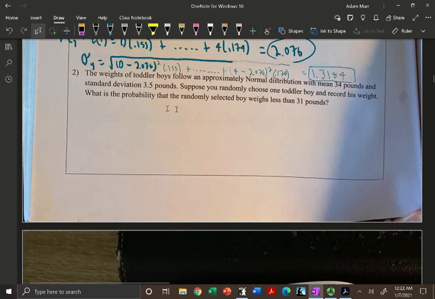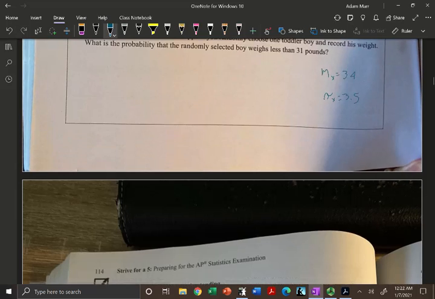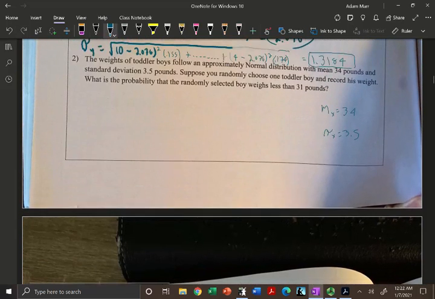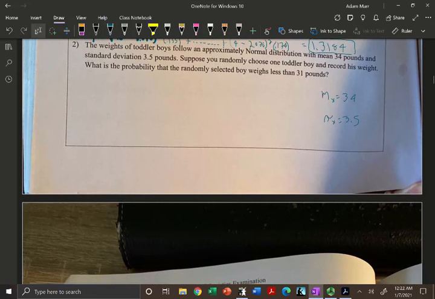All right, let's look at number 2. The weights of the Tyler boys follow an approximate normal distribution with a mean of 34 and a standard deviation of 3.5 pounds. This is just a different problem. Suppose you randomly choose one Tyler boy and record his weight. What is the probability that the randomly selected boy weighs less than 31 pounds?